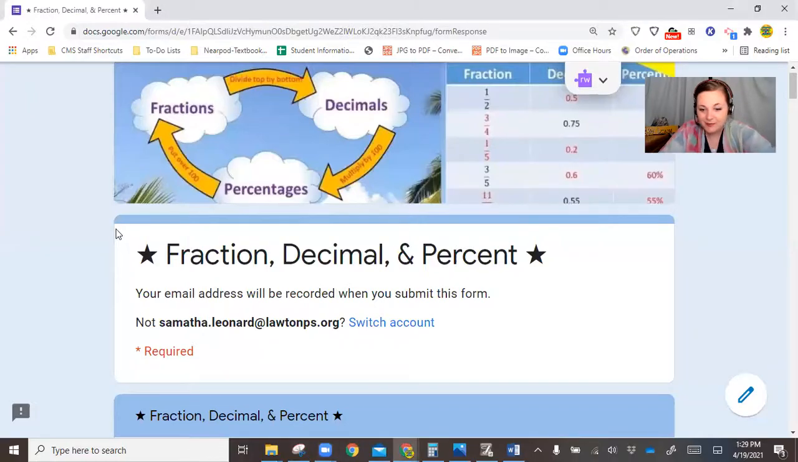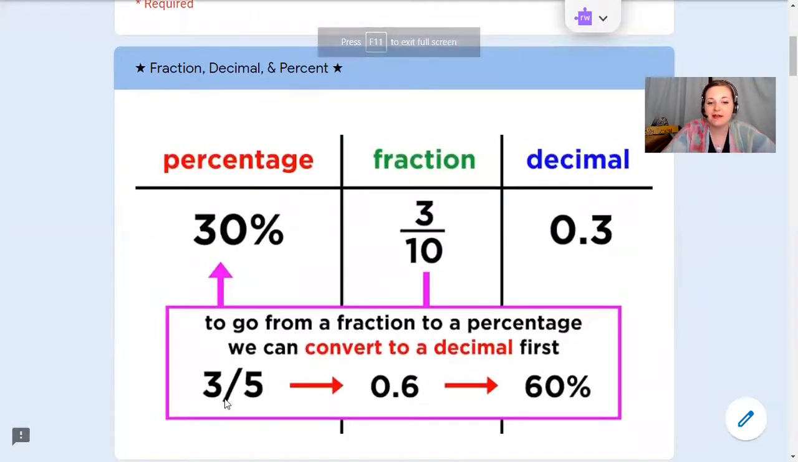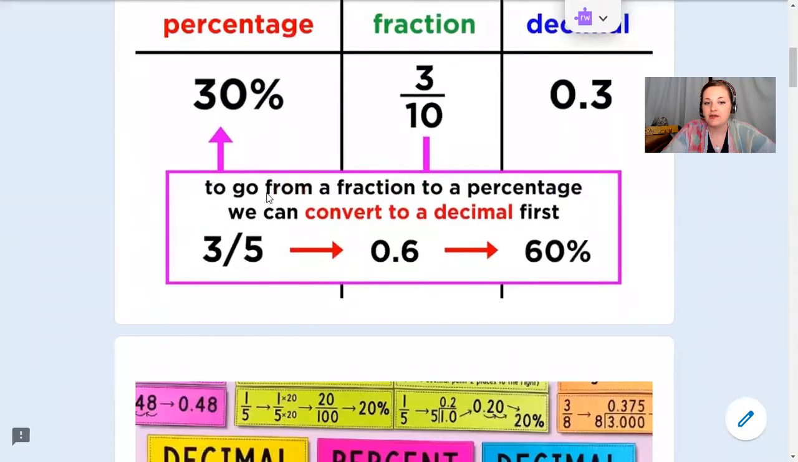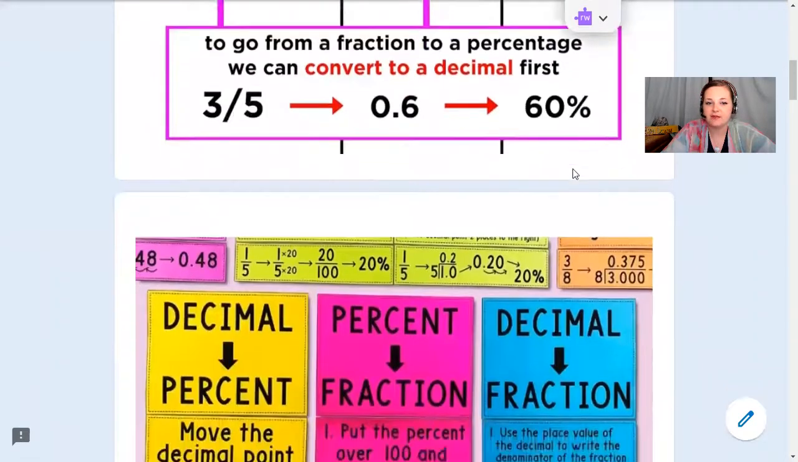So I'm going to share my screen, and we're going to discuss how to turn a fraction into a decimal. When we have a fraction, we just divide. 3 divided by 5, that turns it into a decimal, so 0.6. Then we move the decimal place over 2 place values to get it into a percent. So to get a fraction into a percentage, first we need to turn it into a decimal and then move it over 2 place values.